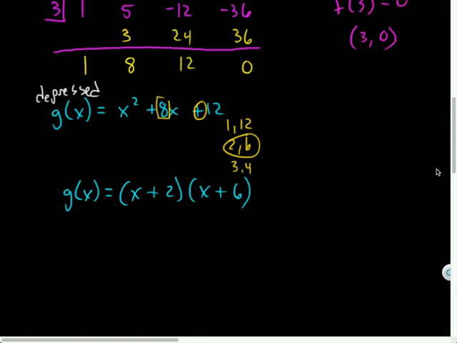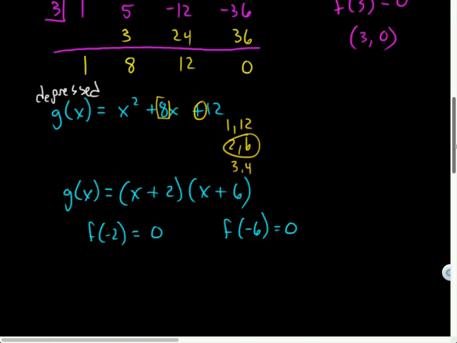And if those are factors of g of x, then that tells me that f of negative 2 is 0. And that also tells me that f of negative 6 is 0, right? According to the factor theorem, if these are factors, then this must be true. That's what the factor theorem told us.